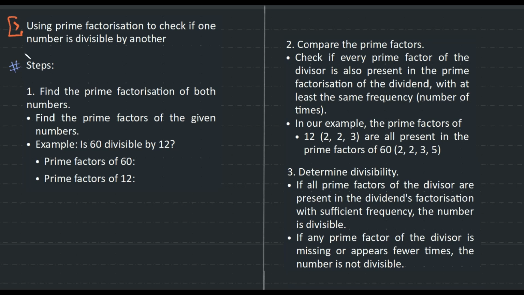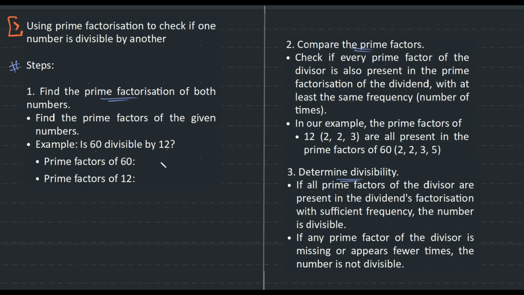We are using prime factorization to check if a given number is divisible by another number. So given 60, is it divisible by 12 is the question. We can answer this using prime factorization is what we are trying to see. Now, these are the steps. So first is figure out the prime factors of the given numbers, compare the prime factors, and determine the divisibility.